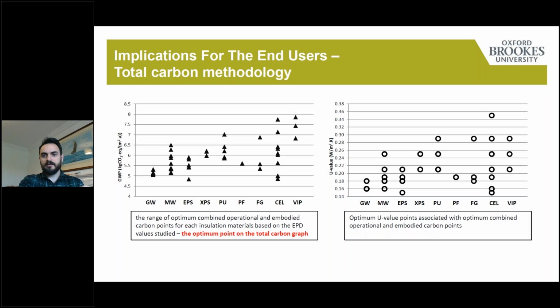So we have then translated this into optimum U value points, the total conductance through the building elements. And you can see that depending on what points of data from different manufacturers and environmental product declarations you take into account in your analysis, the optimum point on the graph can be very broadly different.